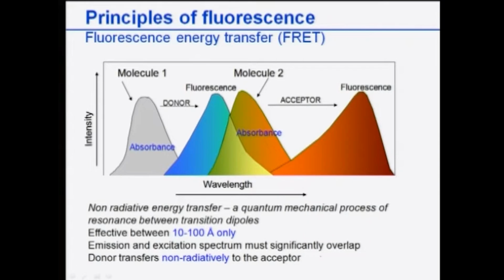Well, let us see the spectrum. So if I have intensity versus wavelength, and two molecules, here 1 and 2, and molecule 1 absorbs and then donates, then you have this kind of fluorescence. If it accepts, in molecule 2, you have this kind of fluorescence. So this is non-radiative energy transfer by a quantum mechanical process of resonance between the transition dipoles, with normal effective distance between 10 to 100 angstrom. The emission and the excitation spectra must significantly overlap, and the energy is transferred non-radiatively to the acceptors.